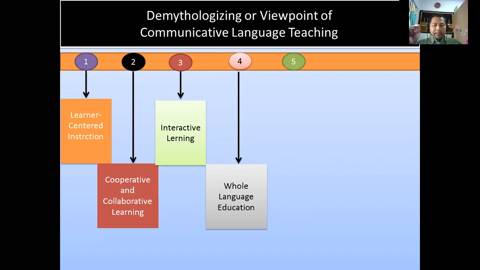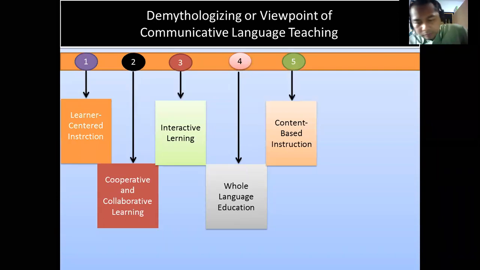Right. The next one is content-based instructions. Basically, we can understand these terms: teaching and learning English using content. The purpose is not to study about the language, but to understand the material, while the language of instruction is English.